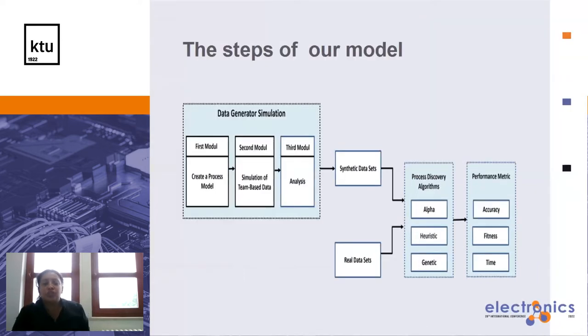First, data generator simulation and process mining algorithm. The main stages are the data generator and the process mining discovery algorithm. Data generator simulation: first model, create a process model. Second model, simulation of team-based data. Third model, analyzing. And synthetic data, real data, and data generator simulation data. Second stage, process discovery algorithm: alpha, heuristic, genetic.